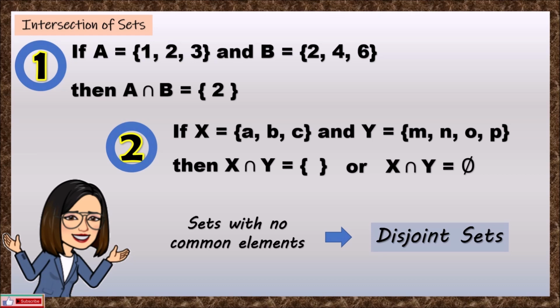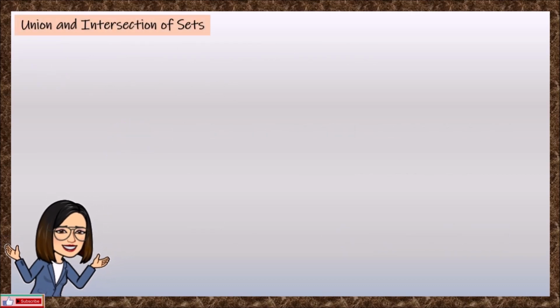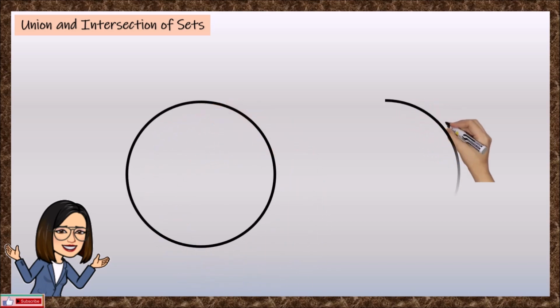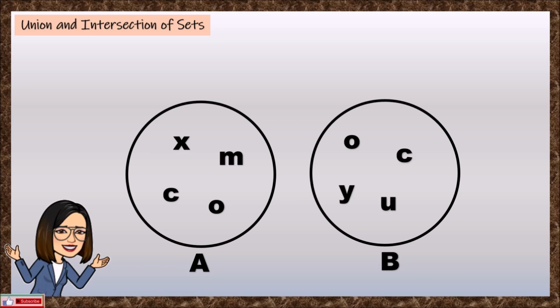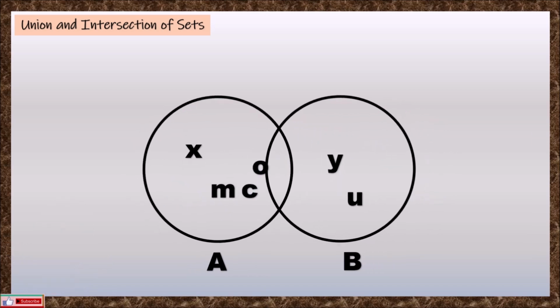Now, how are we going to illustrate the union and intersection of sets using the Venn diagram? Let's represent the two sets by using circles. We have now set A and set B. Let's put some elements in them. As you can see, the elements O and C are common in both sets. Let's make these two circles overlap.